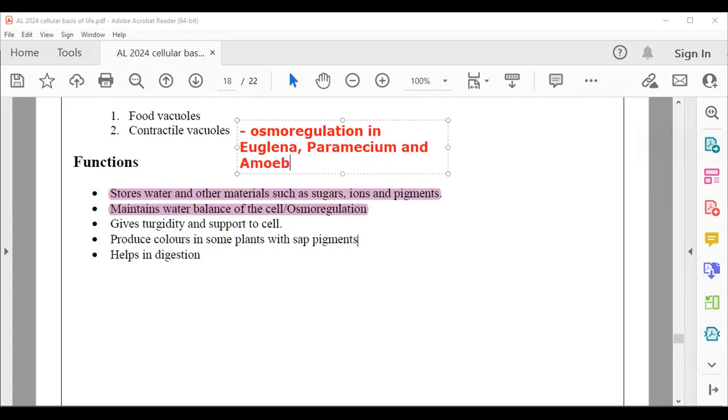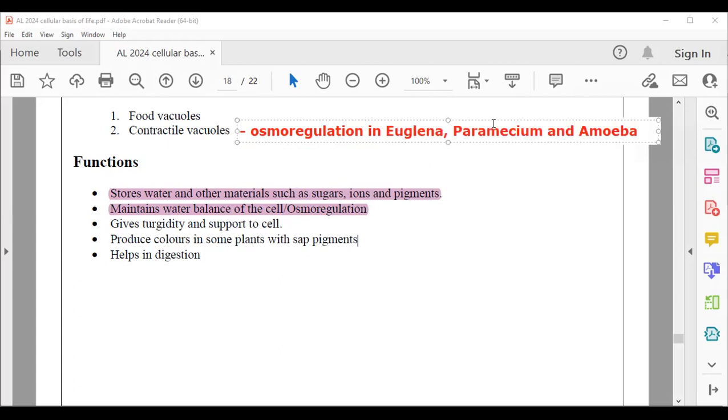They are only three in our syllabus. They do osmoregulation not in the plant. In whom do they do the osmoregulation? Microorganisms. Not all the microorganisms, so you have to specifically tell which microorganisms. Bacteria.